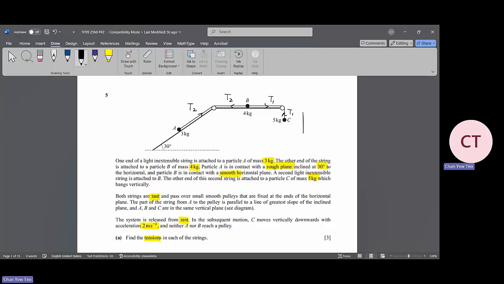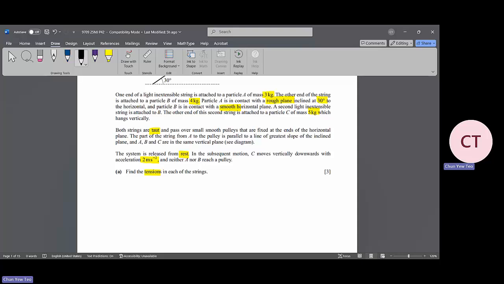Because C is going down, that means B will be going this way and A will be going this way. So at C, if you resolve the forces vertically, it will be the weight of C, 50 Newton, minus T1 equal to 5a. But the question mentioned that a is 2. So T1 is equal to 50 minus 5 times 2, which will be equal to 40 Newton.